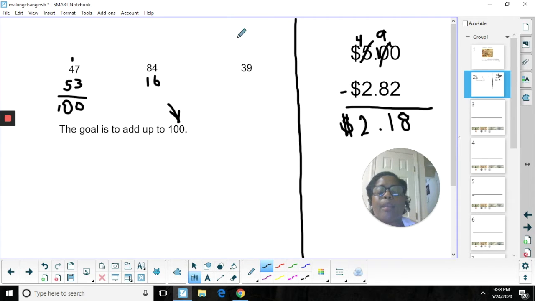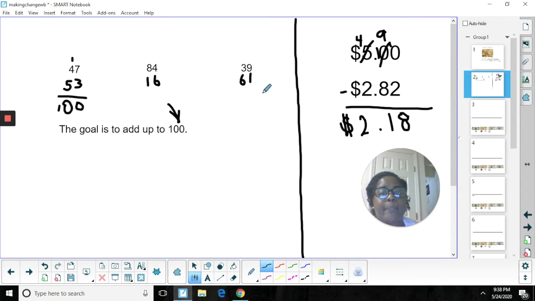Okay? Let's go to 39. Okay, what number will we put here to add up to 10? That will make it add up to 10. You say 1, you're right. Let's go to the tens place. What number would you put right here to make it add up to 9? Did you say 6? If you did, you were right.